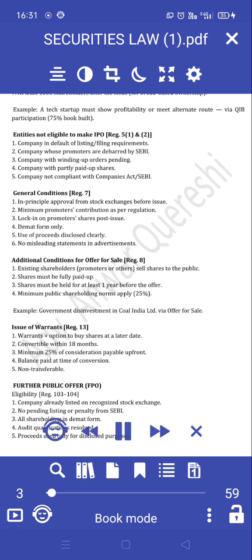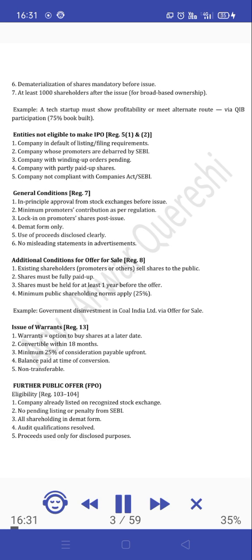Minimum public shareholding norms apply: 25%. Example: Government disinvestment in Coal India Limited via offer for sale. Issue of warrants, Reg. 13.1. Warrants equal an option to buy shares at a later date.